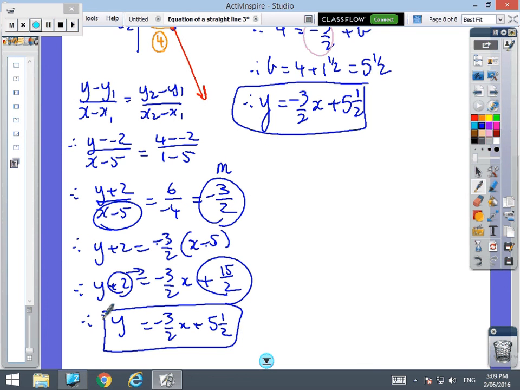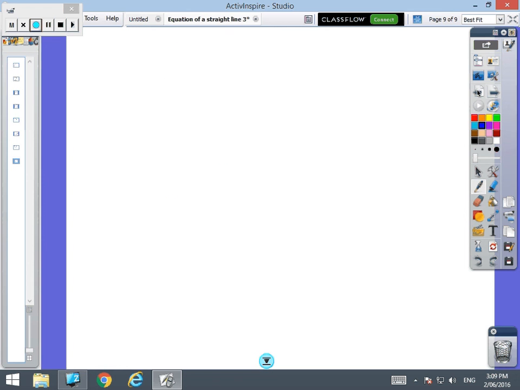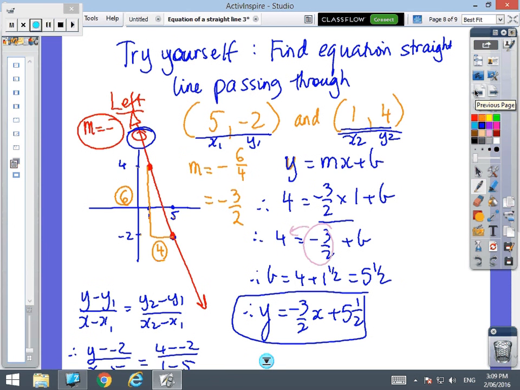Okay, and there'll be some exercises to do. I think that's our last slide. Yep, so copy that down, and there'll be some book work to do from the chapter on coordinate geometry.